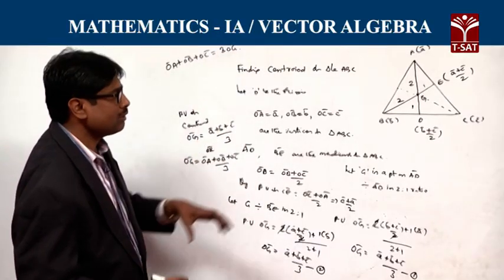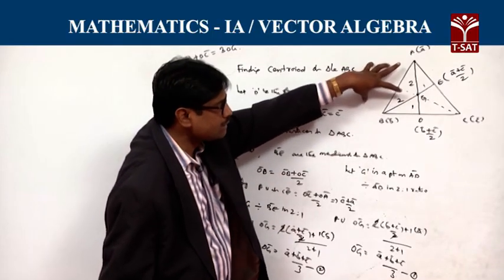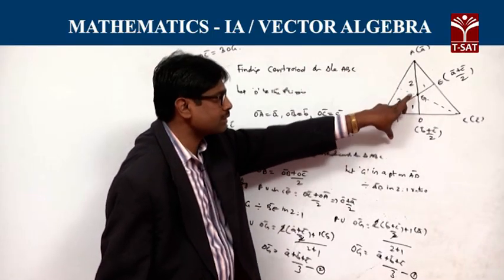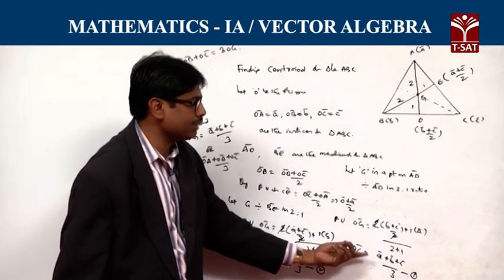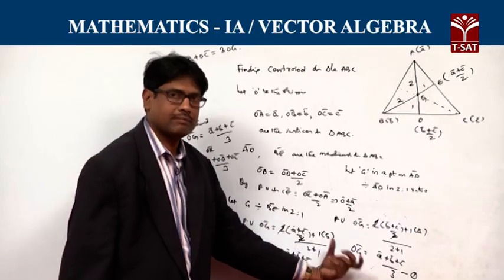In the vector method, we proved that medians are concurrent, and the point of concurrence of the medians we call the centroid. The position vector of the centroid will be A bar plus B bar plus C bar divided by 3.